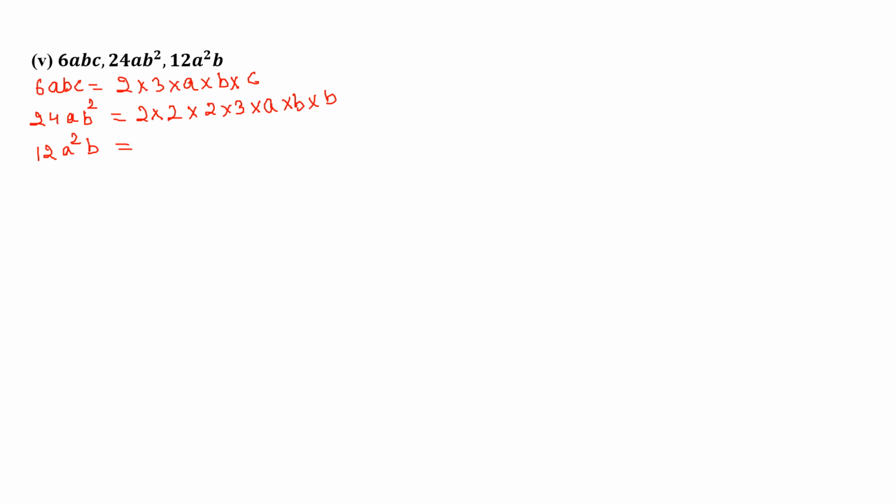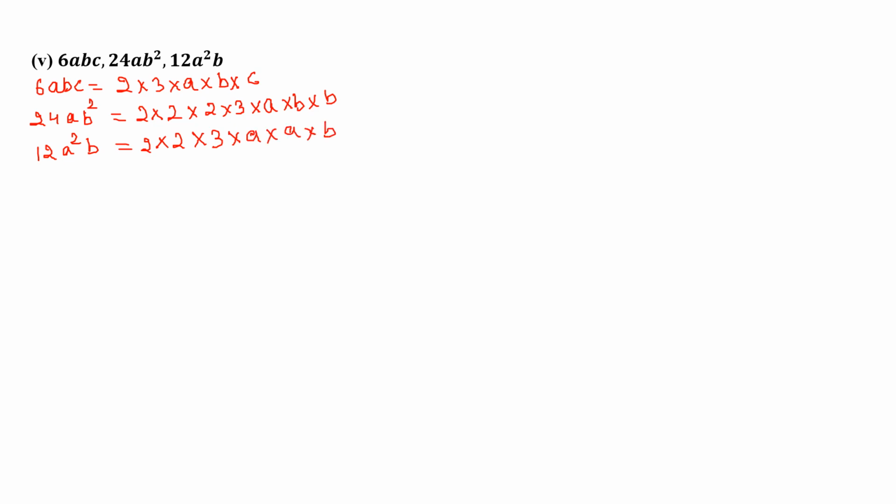Now fifth question, 6ABC. 6 I can write as 2 into 3, so 6ABC can be written as 2 into 3 into A into B into C. Next is 24AB². 24 I can write as 4 times 6, and 4 I can write as 2 into 2, 6 I can write as 2 into 3, and then AB², so A into B into B. Next is 12A²B. 12 I can write as 4 times 3, so 4 is 2 into 2, times 3 into A into A into B.